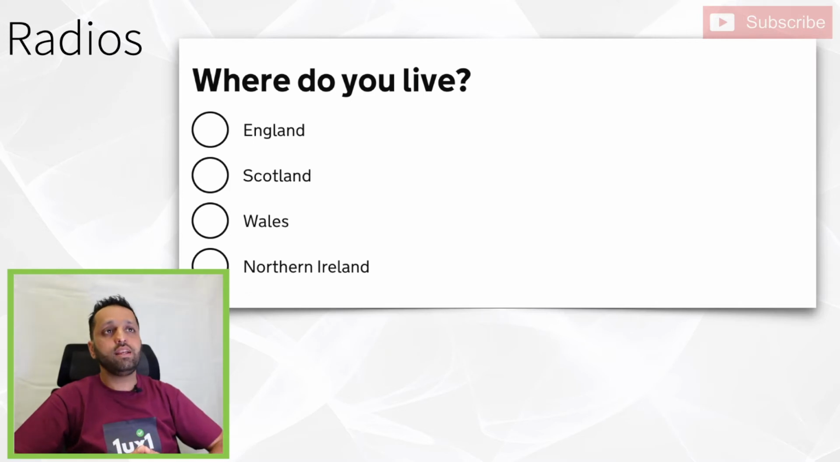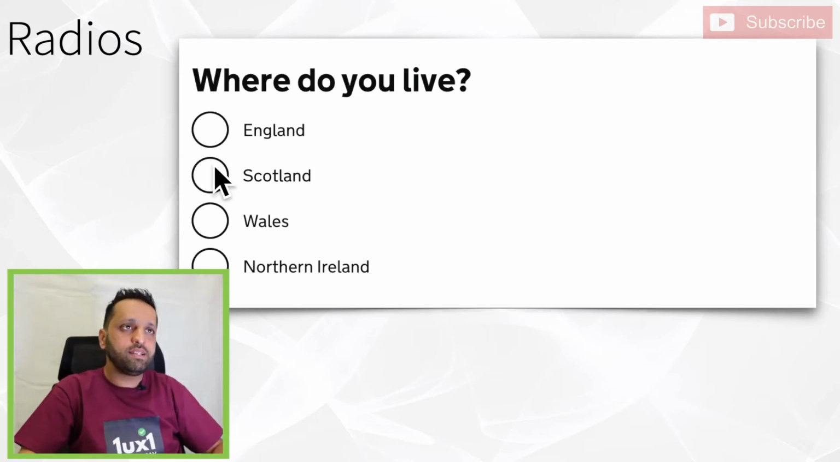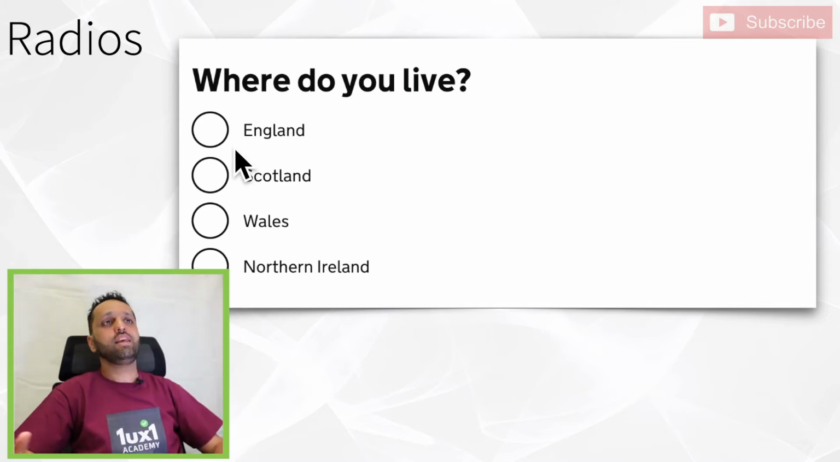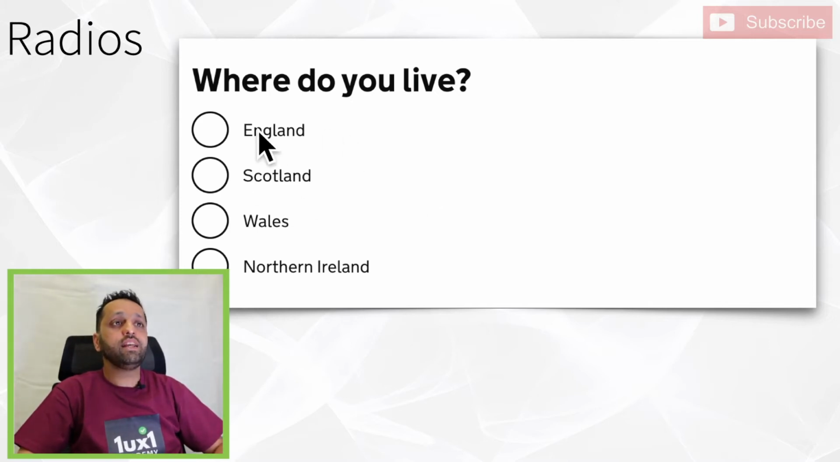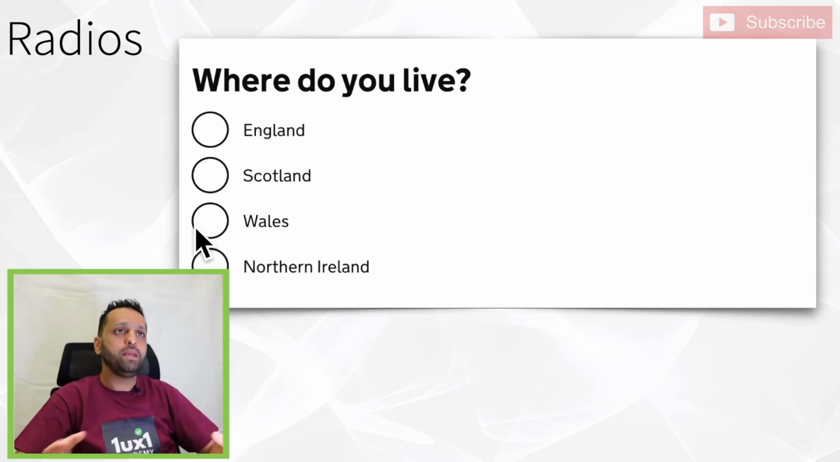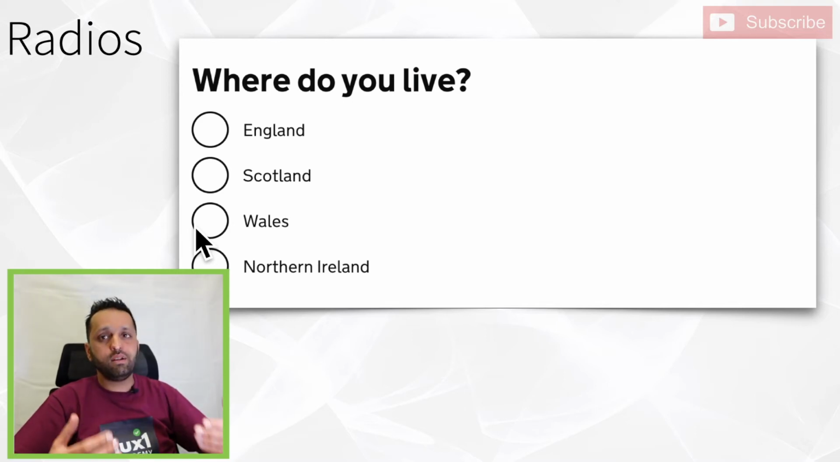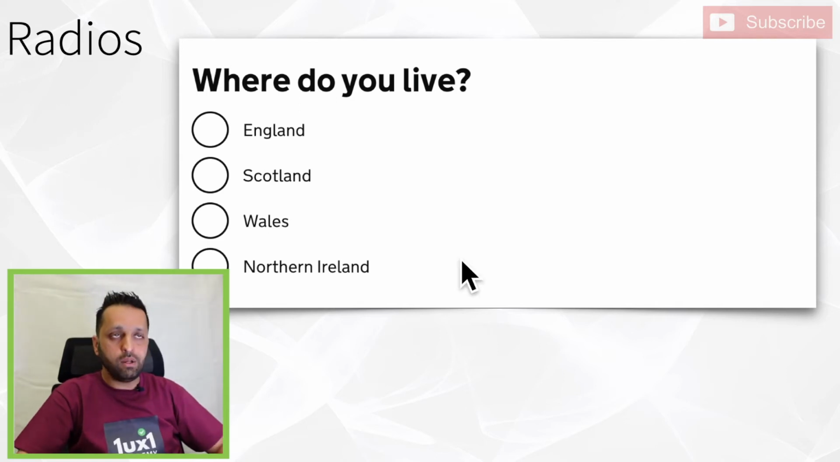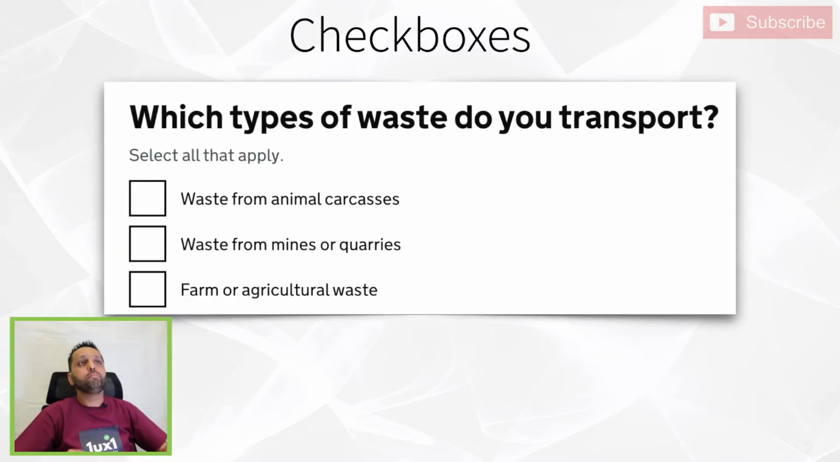The next one is radios. Radios are cute little buttons that tell you that you have one option. So you can't say, where do you live? I live in England and Wales. You have to live in one place. So when you want to limit the amount of options when you're collecting that data, it needs to be a radio button so that they only have one option and you get the information you need to help the user. But if you want more than one option, then you use checkboxes.